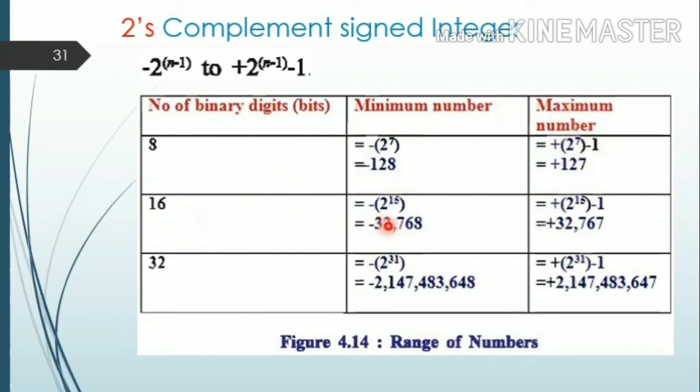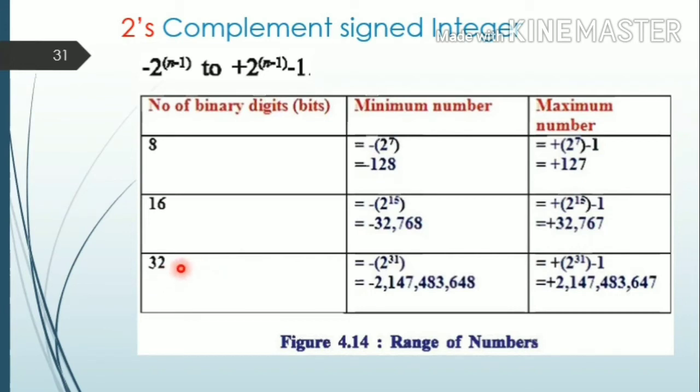Now for 16 bits we can say -2 raised to 15, because here it is 16, and we start counting from 0, so it will be 15, and here also we start from 0 to 8, that is 7. Now the range is -32,768 to +32,767, that is 32,768 minus 1.